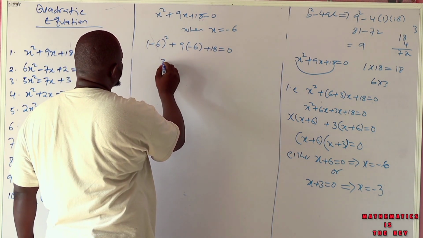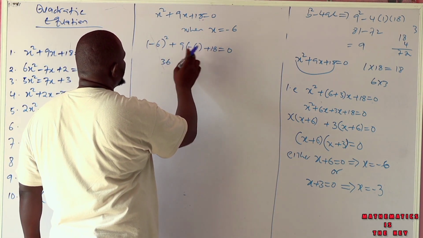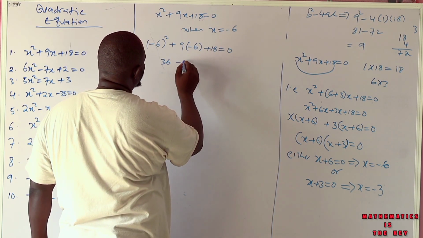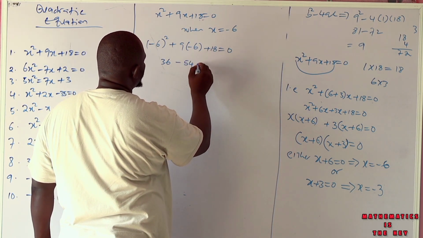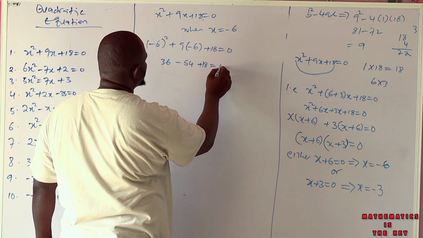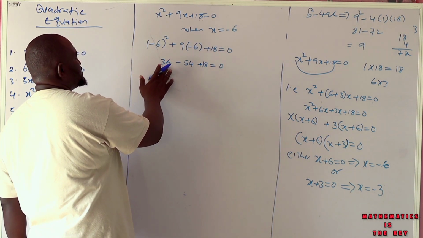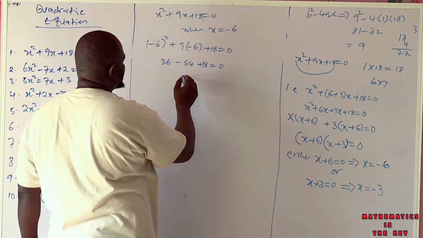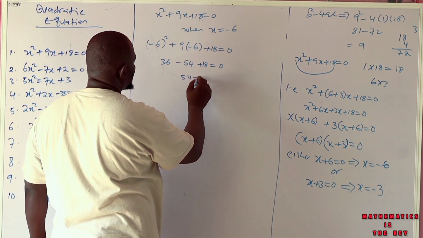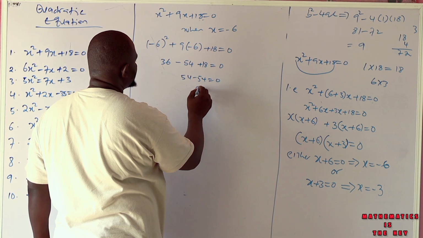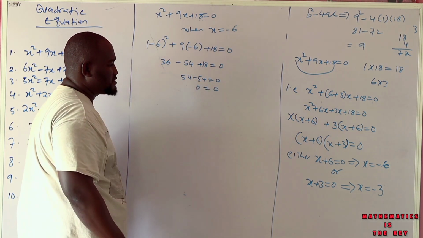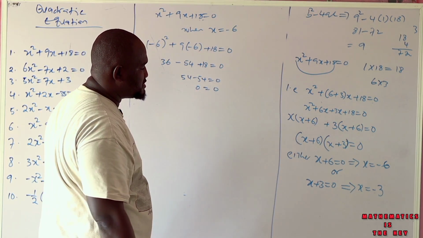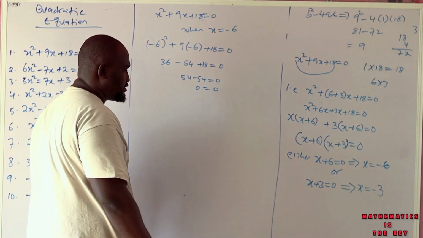Minus 6 squared is 36. 9 multiplied by minus 6 is minus 54. Then we have plus 18 is equal to 0. 36 plus 18 is 54. 54 minus 54 is 0. We have 0 is equal to 0. The equation balanced. That means definitely minus 6 is a solution to the equation.